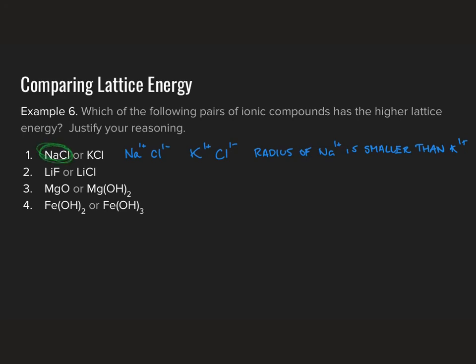For our second example, now we've got the cations the same. We've got lithium fluoride versus lithium chloride. So again, lithium ions have a +1 charge. Both fluoride and chloride, being halide ions, have a -1 charge. So charge again has no effect. The difference now would be the difference in size of the anions.